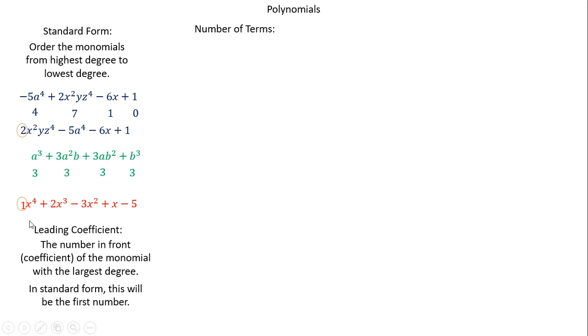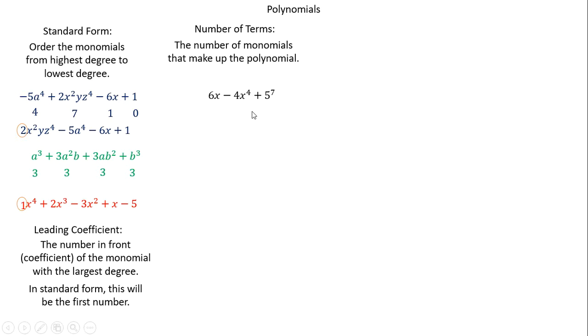The next vocab word is the number of terms. Well, the terms are just the monomials. How many monomials do we have? So this blue one, we have 1, 2, 3, 4 terms. The green one also has 4 terms. The red one has 5 terms because there's 5 monomials added together.